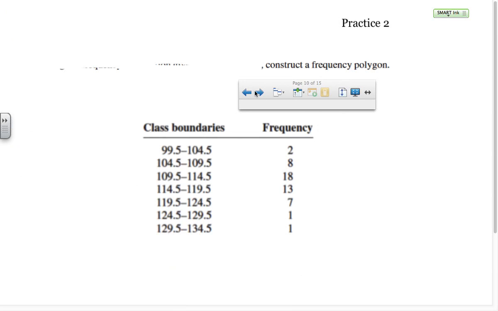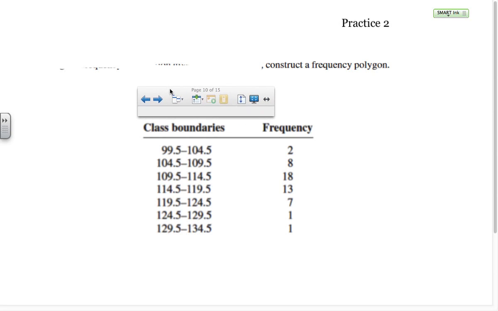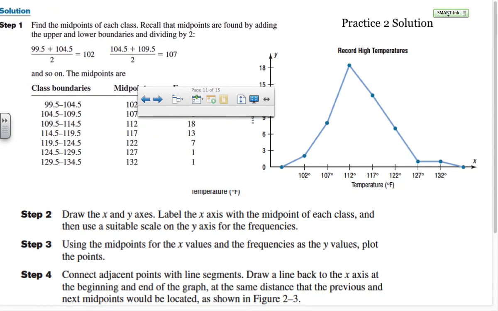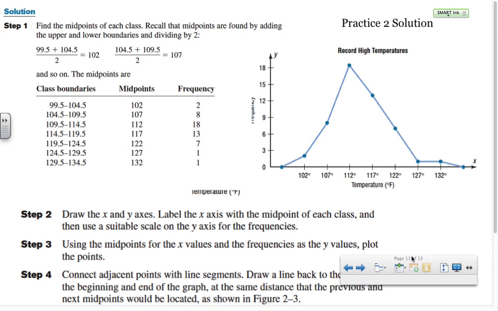Okay, moving forward. Here is your example. You must create a frequency polygon. I kept the data the same, so you'll be using the same data that you did before. You'll need to find the points and move on. So go ahead and pause, create your frequency polygon, and then check your work. Here's your solution. I'm moving this out of the way. And pause, check out your solution.